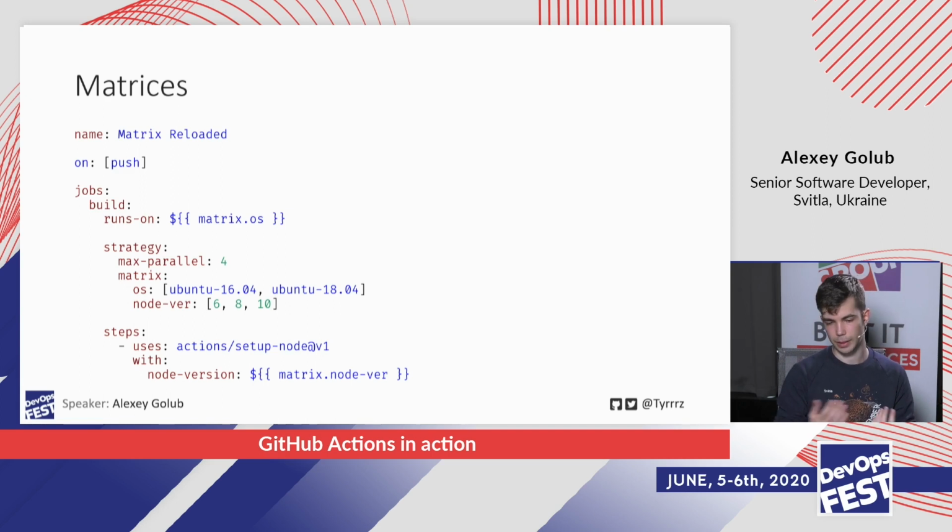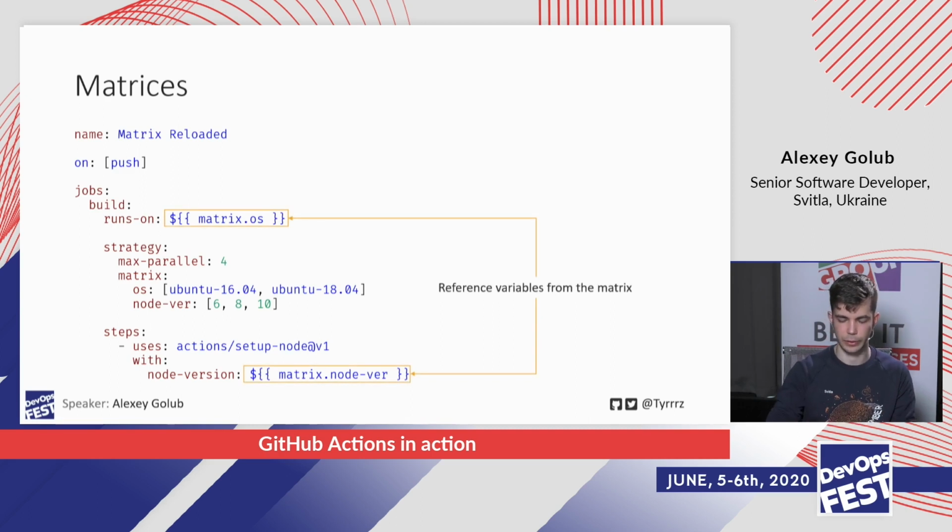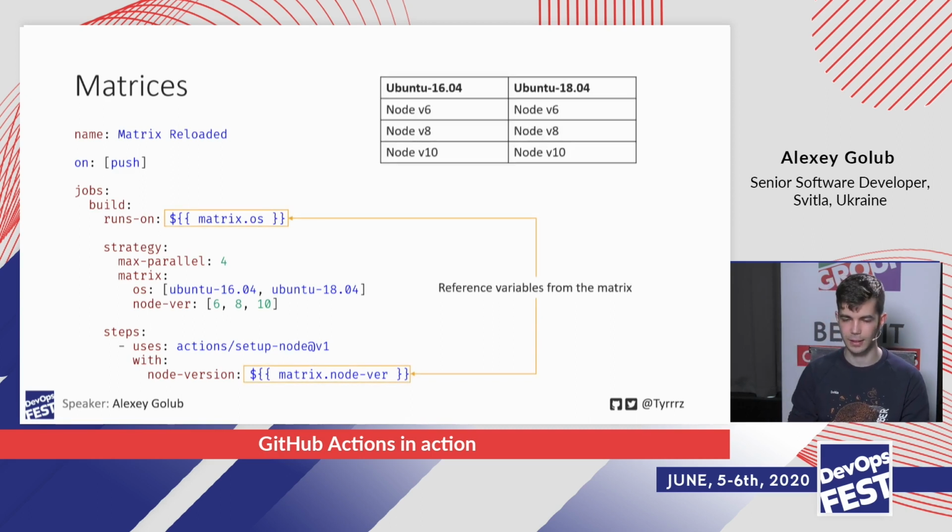So as a result, I want to run my job. For example, maybe I have some very infrastructure-specific component that I want to test on different operating systems and node versions. I can do that very easily by just creating a matrix. And at the end of the day, we'll have essentially 6 jobs. For Ubuntu 16.04, we'll have node 6, 8, and 10, and then the same for Ubuntu 18.04. And those 6 jobs can be run in parallel. In this case, only 4 of them will be running in parallel, and then 2 of them will be waiting for the others to complete. But this is how you can do that.